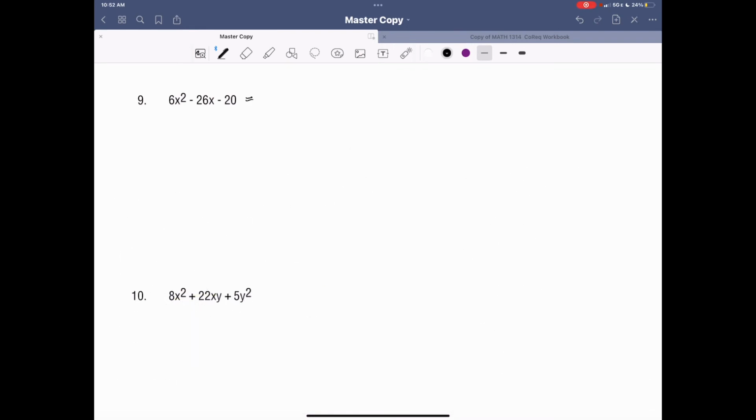In this case, the greatest common factor is going to be a 2. So I'm left with 3x squared minus 13x minus 10. And this, again, is what we're going to factor. So A equals 3, B equals negative 13, C equals negative 10. That's a C.